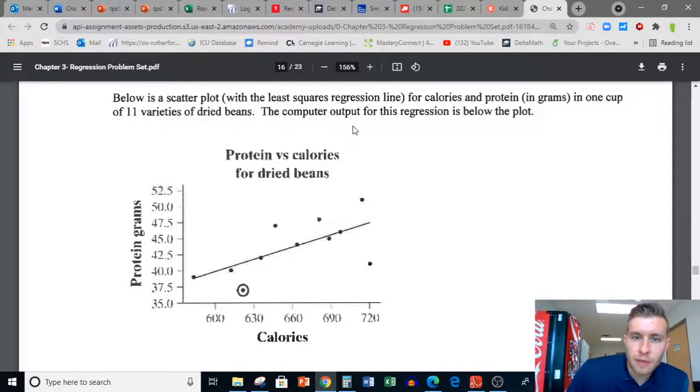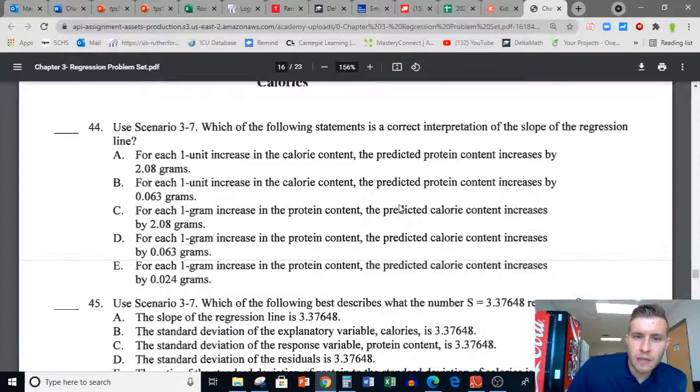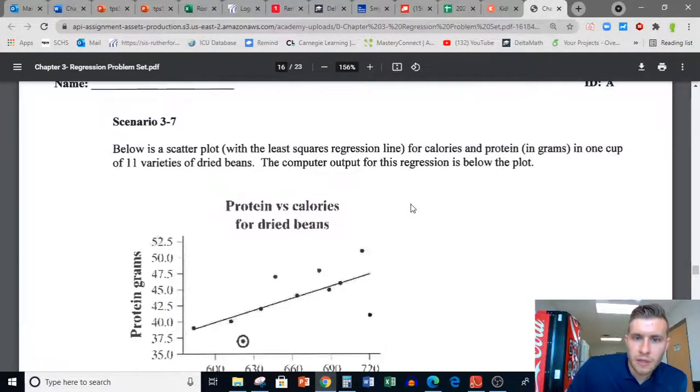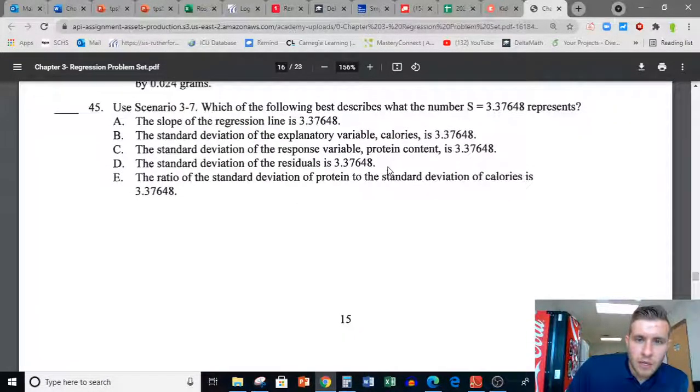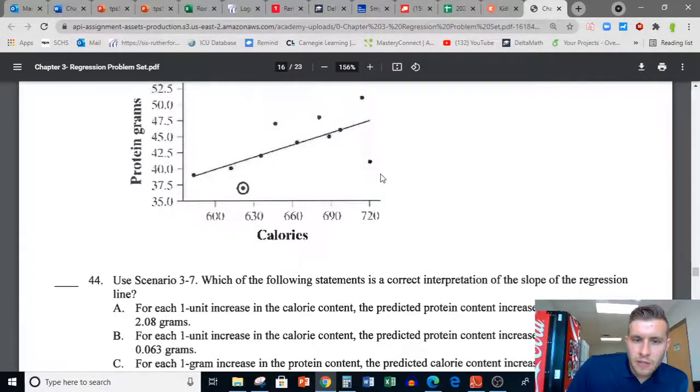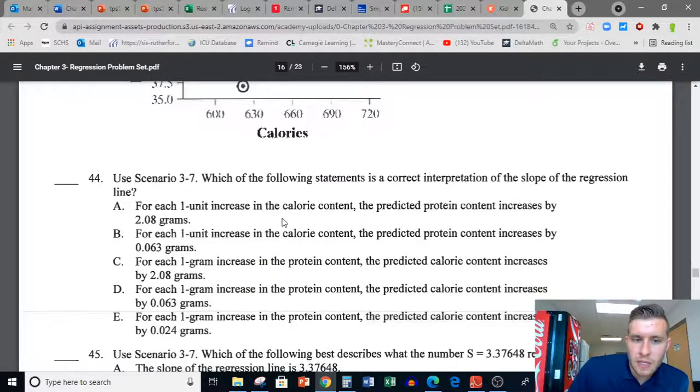So below is a scatter plot with a least squares regression line, or just a regression line, for calories and protein in grams in 1 cup of 11 varietals of dried beans. The computer output for this regression is below the plot. Wait, computer output. I don't see that, but okay. It says, which of the following statements is a correct interpretation of the slope? Well, we know it has to be positive. So if we see anything negative, that would be a problem.